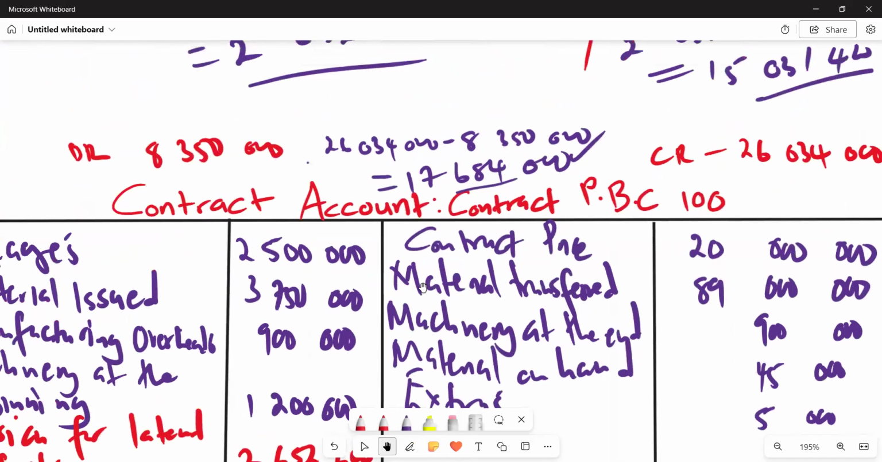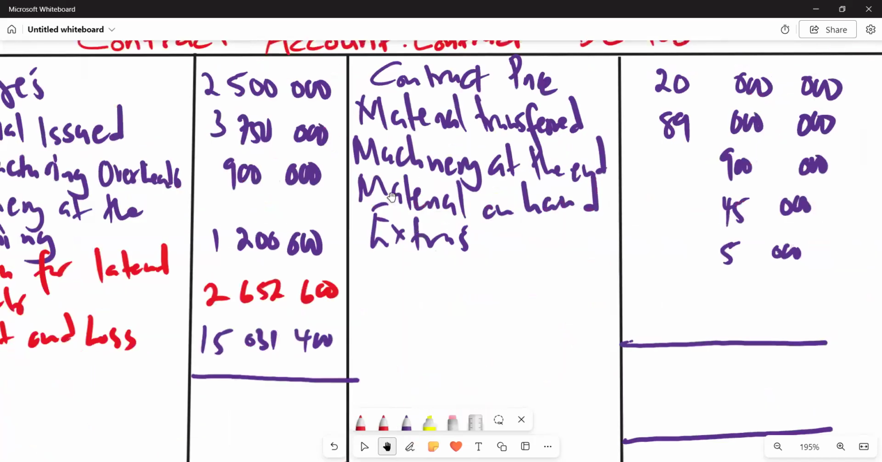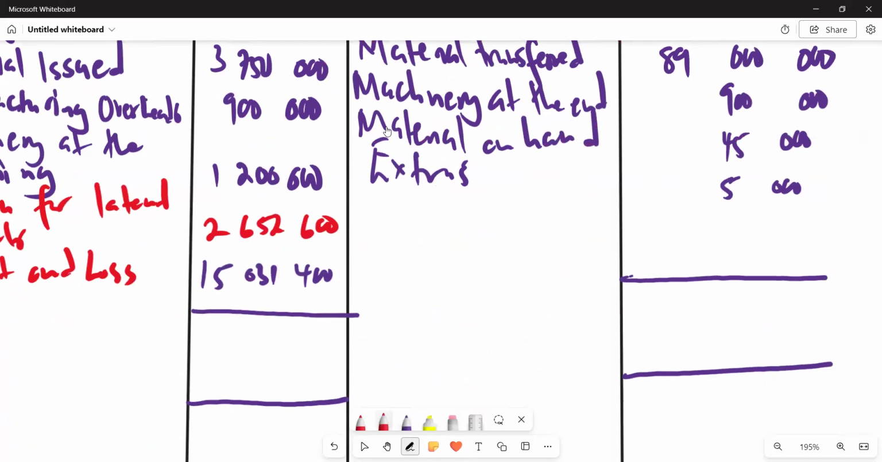When you initially calculated the totals of the debit and credit, we got 8,350,000 on the debit side and 26,034,000 on the credit side. And obviously, the credit side is the greater total. So it has the figure that has to come in between the double lines on both sides. If you come here now, we are saying 26 million 34,000. So the same figure will come on the debit side in between the double lines, 26 million 34,000. So with that, we are done with the contract account.